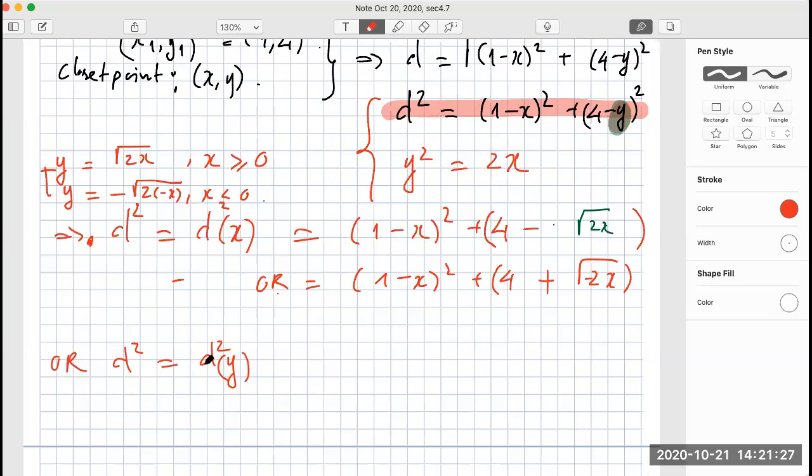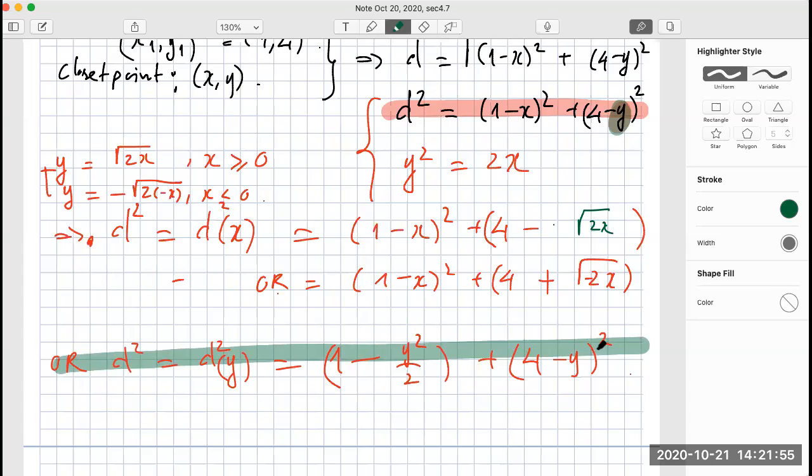However, if we write this in terms of y, it will be 1 minus x here. It means y squared over 2, right? And then plus 4 minus y squared. It seems that the second choice will lead to an easier equation. So we minimize it in terms of y, right?